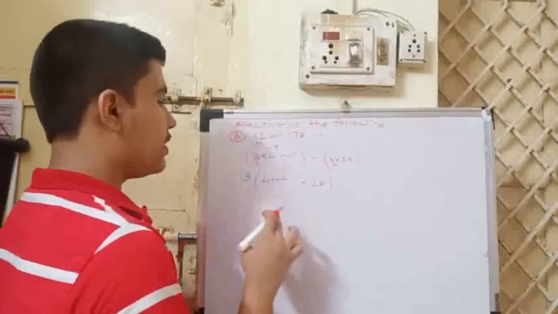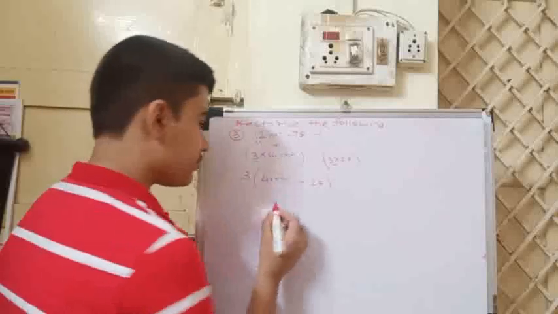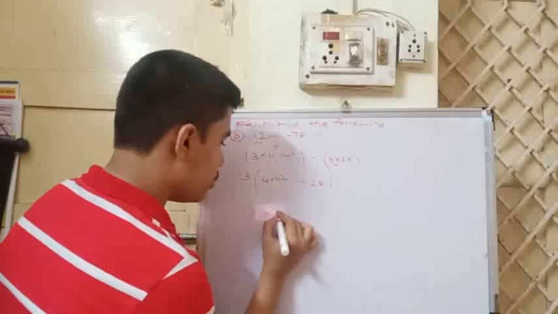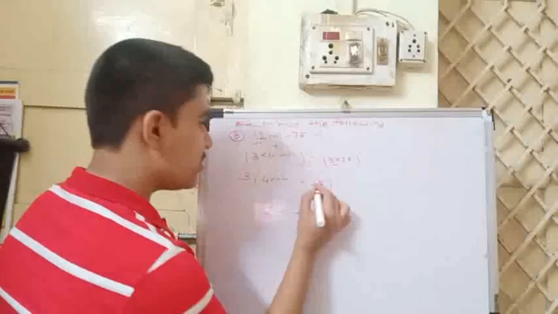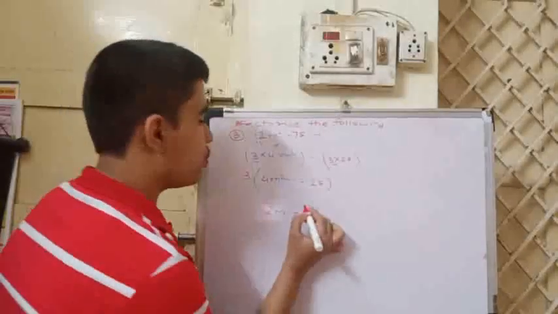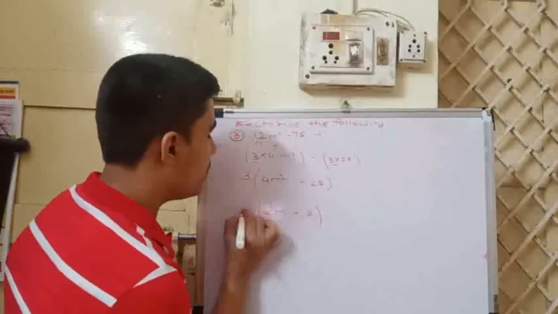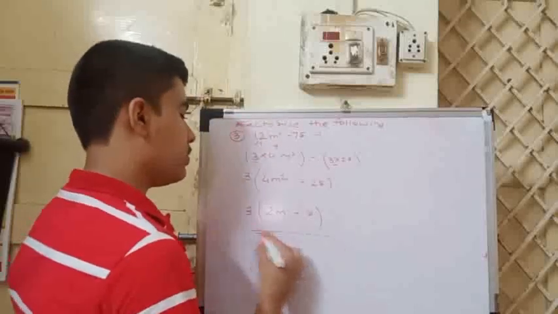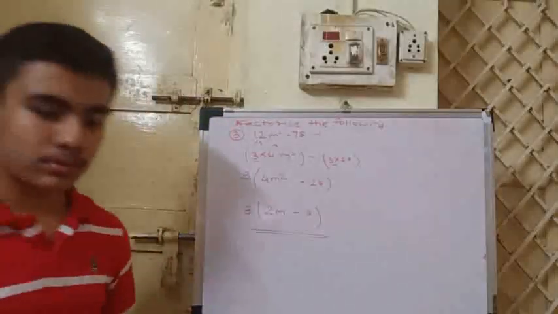Now we can use that property, a square minus b square. The square root of 4 is 2m minus, and the square root of 25 is 5, the whole multiplied by 3. So this will be your answer.